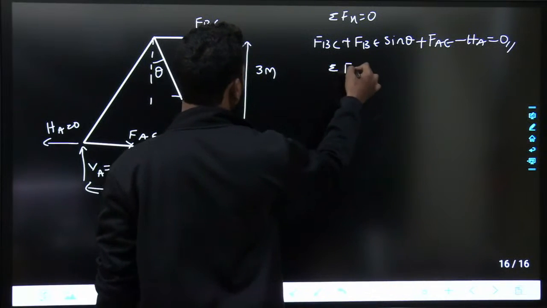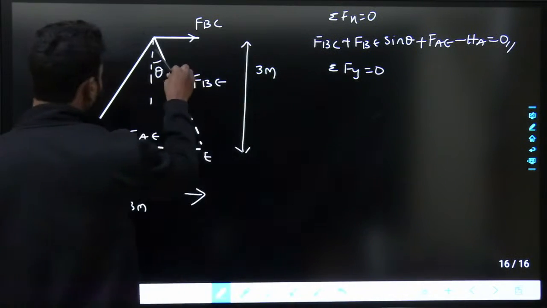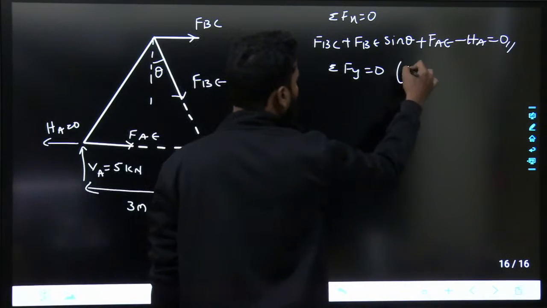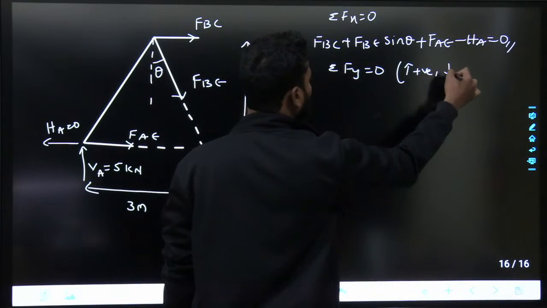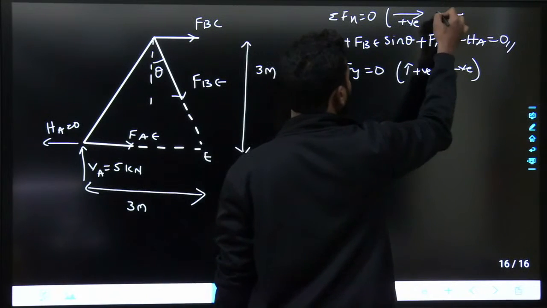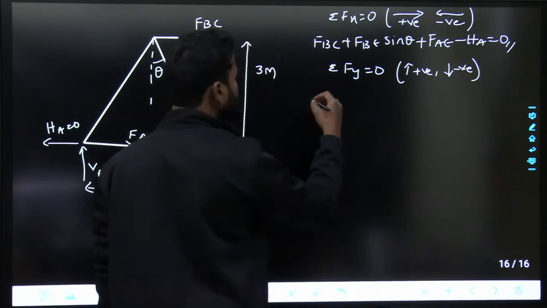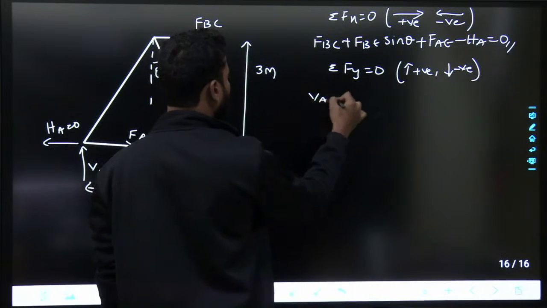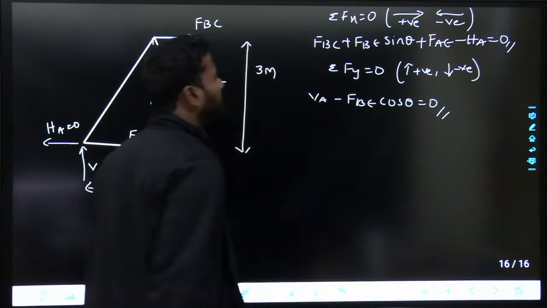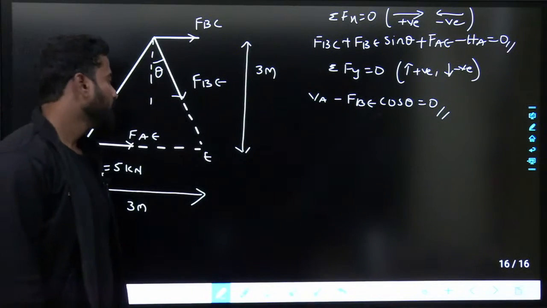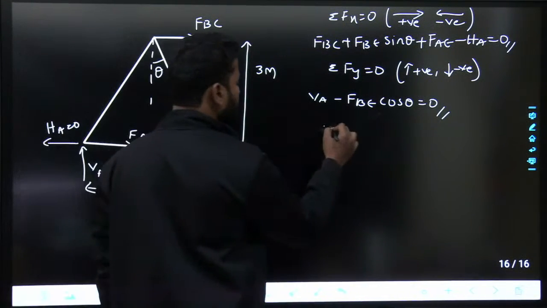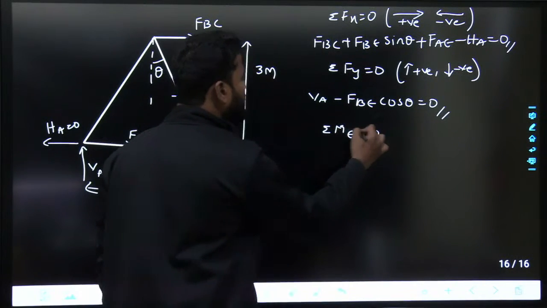If I take sigma Fy equals to 0, what I will get? FBE cos theta will be downwards, VA is upwards. Taking upward positive, downward negative, and here also taking right side positive and left side negative. So VA minus FBE cos theta equals to 0. For that I have to calculate theta and all those stuff. If I take summation of moments about E equals to 0, why am I taking E equals to 0?